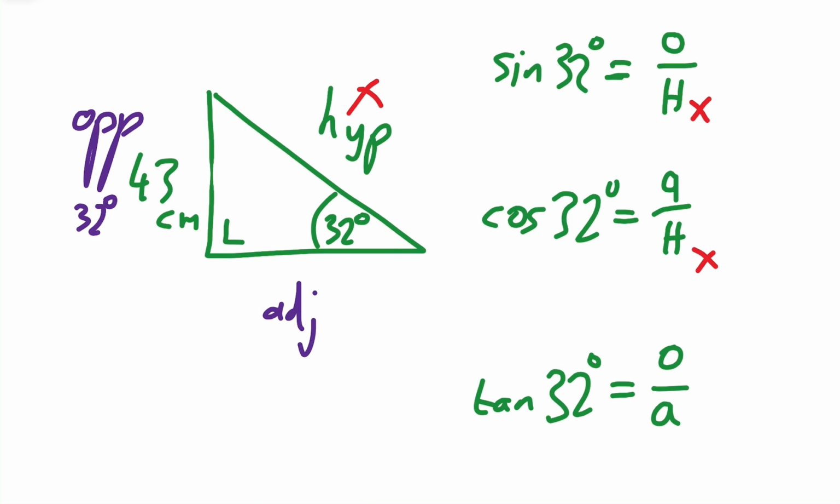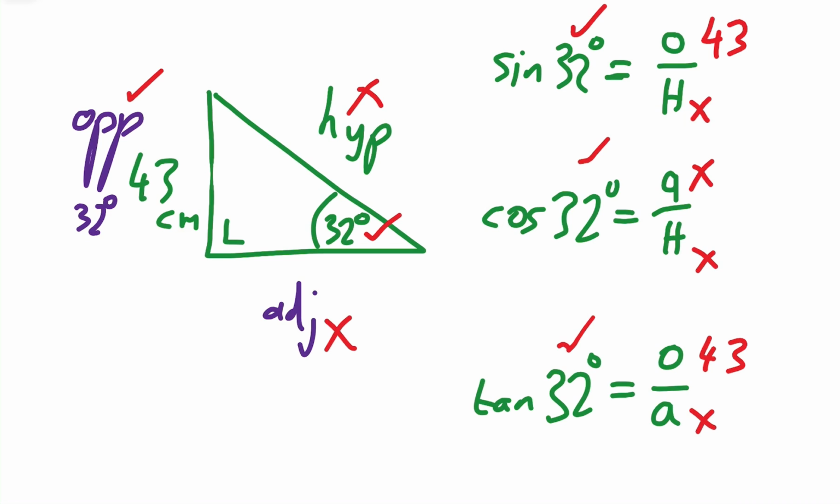I do know an angle, of course. Okay. I do know the opposite is 43, so I can put in 43 there, and I do not know the adjacent. Oh, hold on, I don't know the adjacent. I'm going to go back. I kind of made a mistake. You can see I've got x's everywhere.